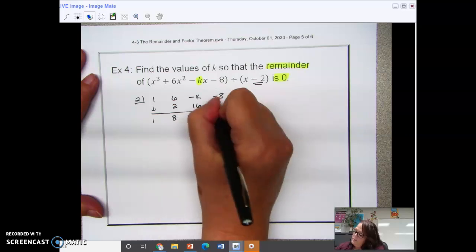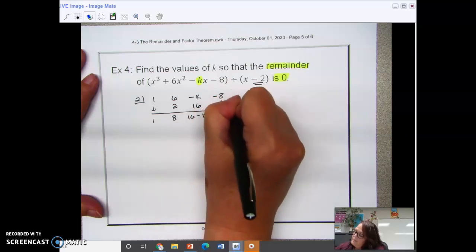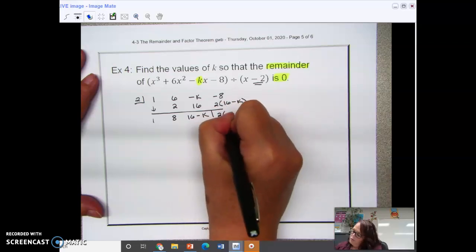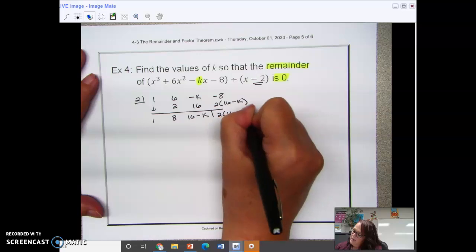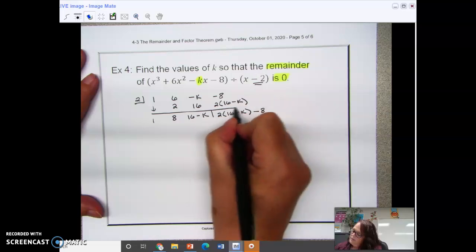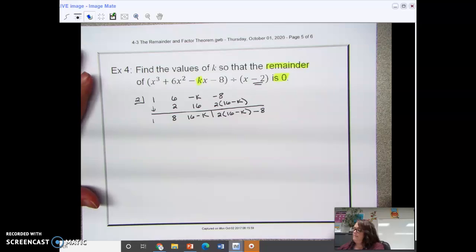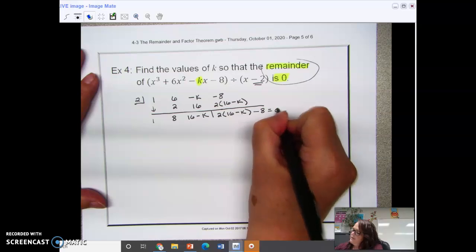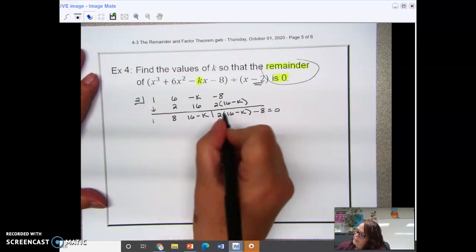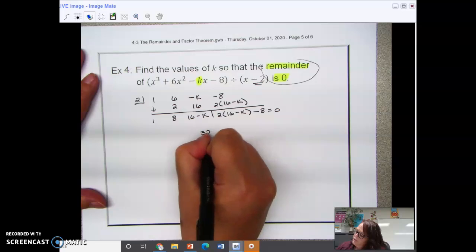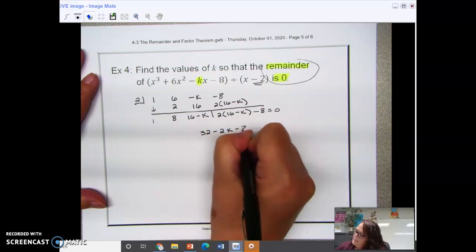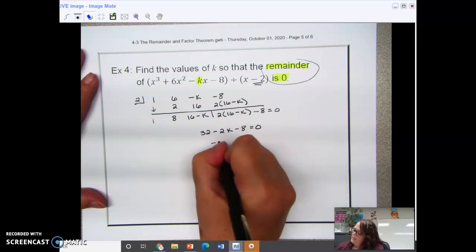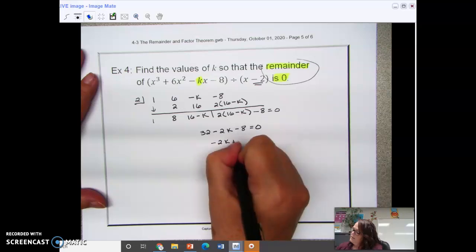And so then if I multiply that by 2, I have 2 times 16 minus k, and then I'm going to add in that -8. So I end up with 2 times 16 minus k, and then minus 8. And if you want to start simplifying along the way, that's totally fine. And then remember, we want that remainder to be 0, so we want this to equal 0. So ultimately, and I'm going to go ahead and distribute the 2, I want 32 minus 2k minus 8 to be equal to 0. So 32 plus -8 is equal to positive 24.